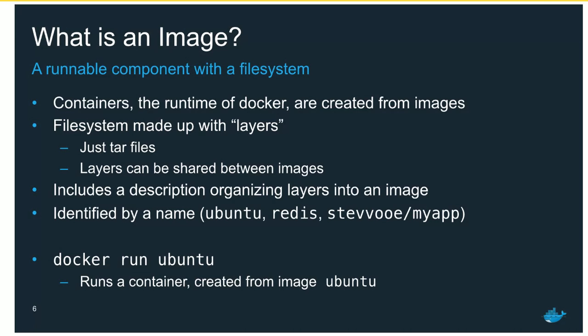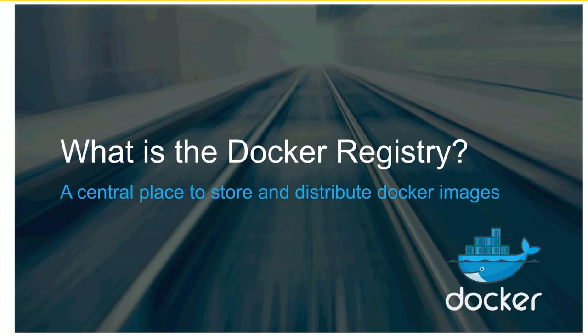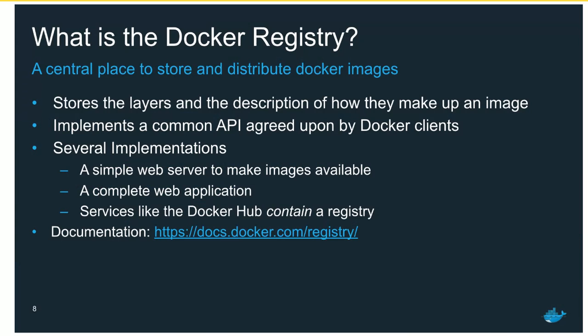And the classic way that we've done that in Docker since its release is a registry. So what is a Docker registry? It's a central place to store and distribute Docker images. So what does that mean? It basically just stores the layers and the description of how they make up an image.